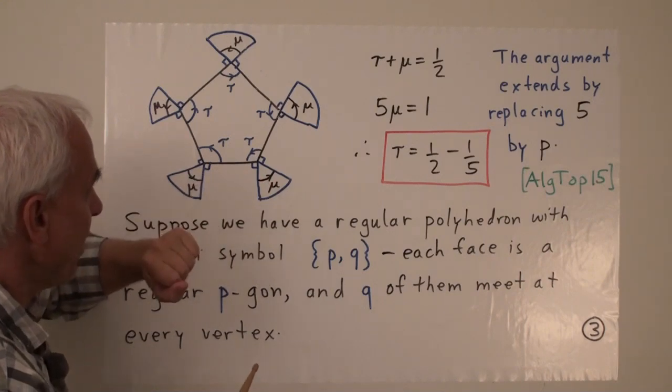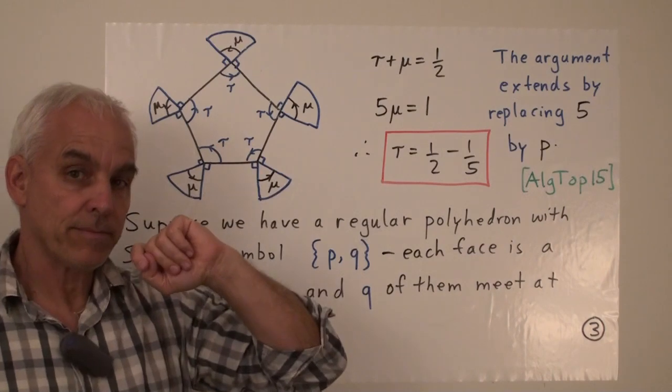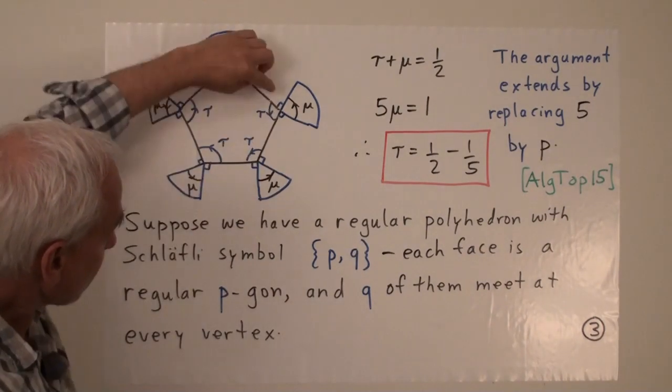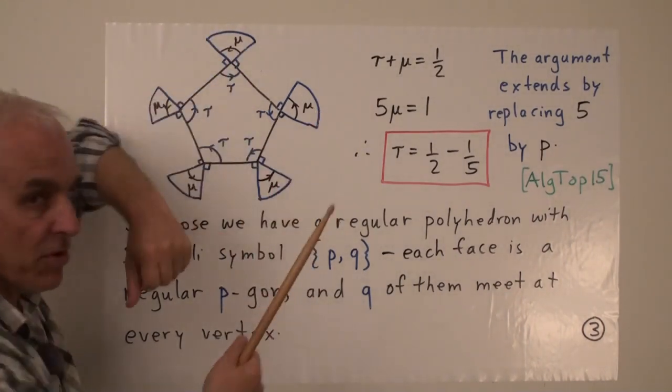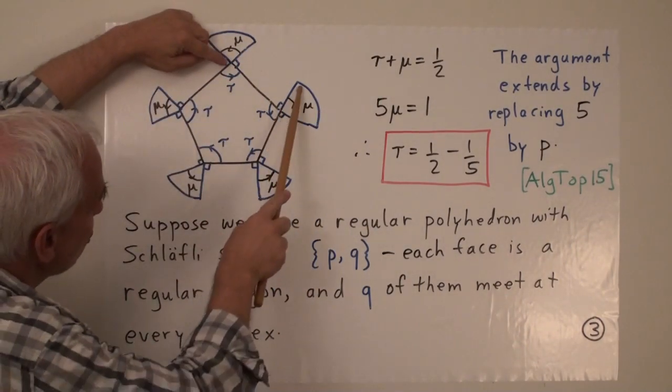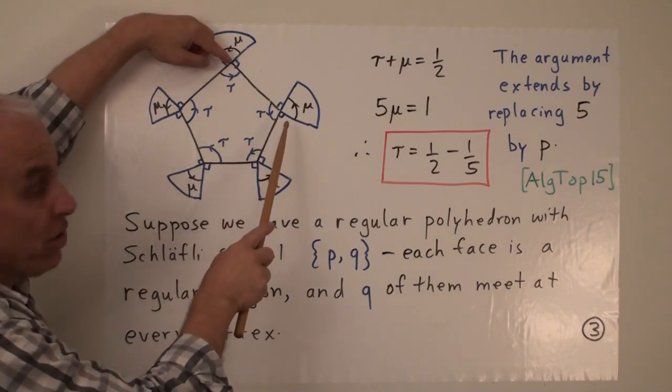And this same pattern is repeated at each of the vertices, so we have these 5 sort of wedges emanating out here. And the other crucial observation is that 5 times mu is equal to 1. That's because these wedges, if you think about their position with respect to each other, these two sides here are actually parallel because they're both perpendicular to this edge here.